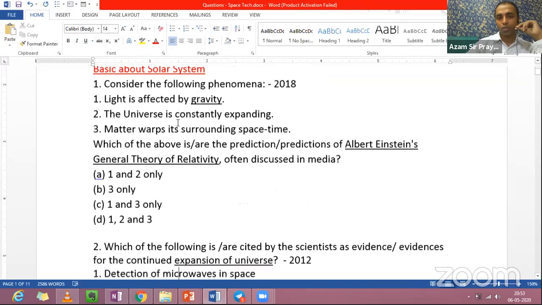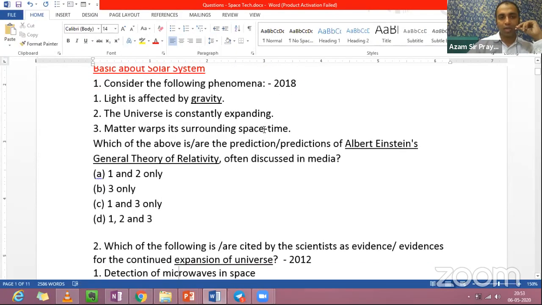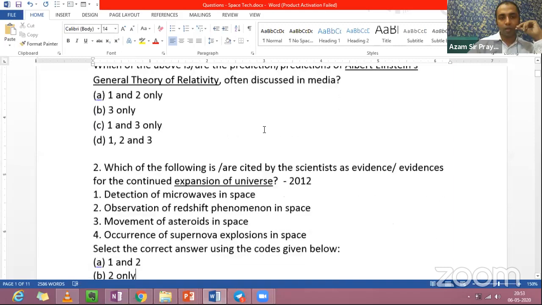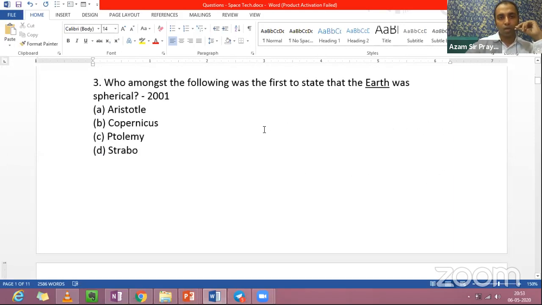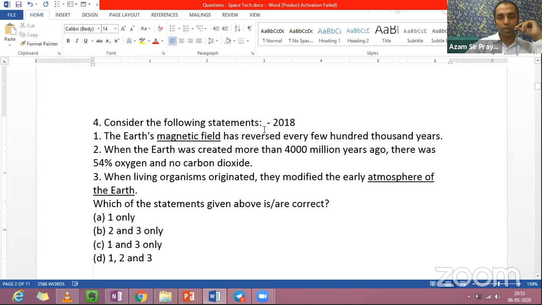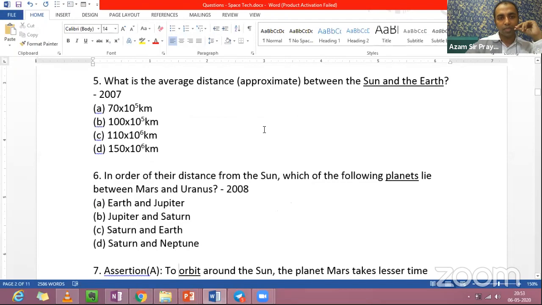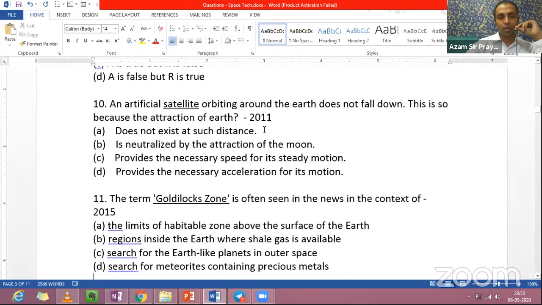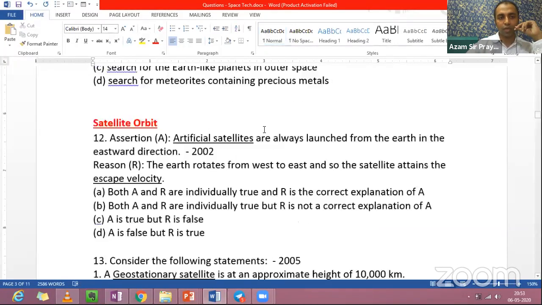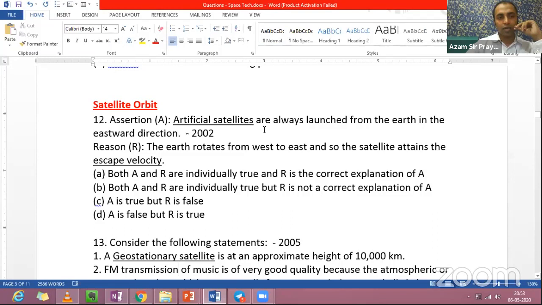So the question in 2018 was on Albert Einstein's theory of relativity. Then in 2012, the question was on the expansion of the universe. Some other question, like in 2018, on the magnetic field of the earth. Some basic questions about the planets, the sun, the solar system, and a very good question, the Goldilocks zone, question number 11, if we can see. Then different satellite orbits, a very, very important topic. I'm going to teach you this.